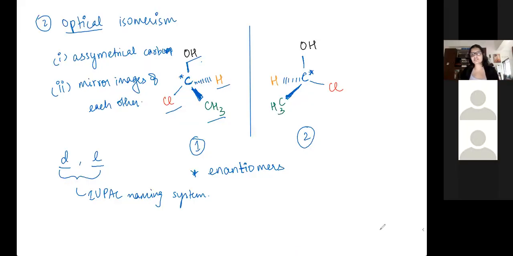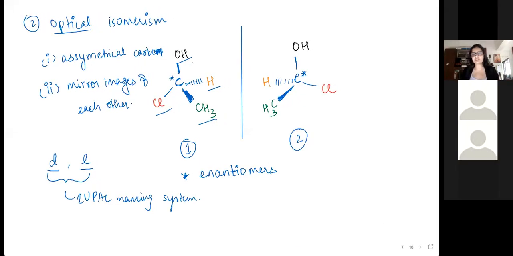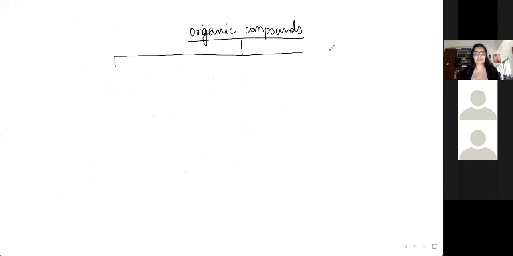Again, classification is just so you guys are familiar with the terms and the definitions that we use. So let's say organic chemistry is the set of all of the carbon compounds. Now, these carbon compounds are broadly divided into aliphatic or aromatic.